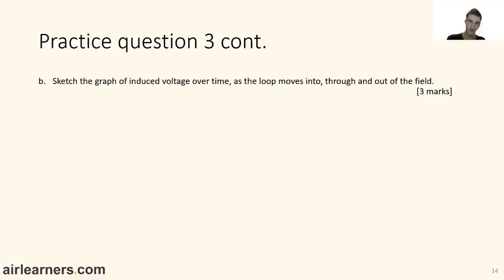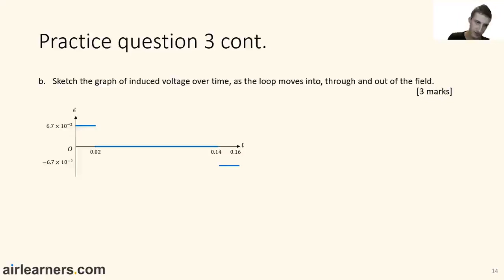Well, now that you've had a go at that question, and hopefully I haven't thrown you too far into the deep end by getting you to draw a graph, it's going to look something like this. As you calculated before, it was 6.7 times 10 to the power of negative 2 volts, and that lasts for 0.02 seconds. Then for a period of time, there's no change in flux, nothing happens, and then it eventually exits the field between 0.14 and 0.16 seconds.